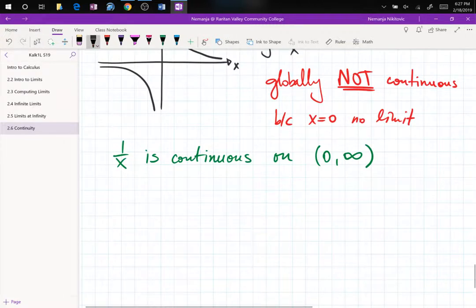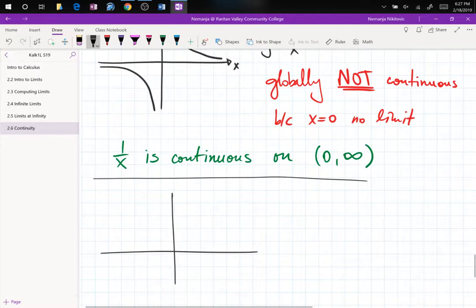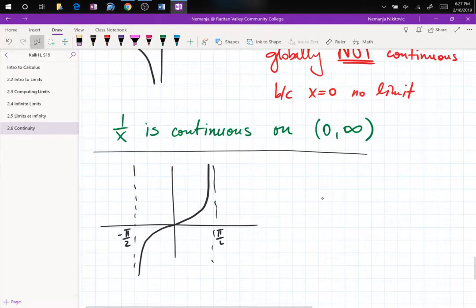You can talk about another one, which would be the tangent graph. Negative pi over 2 asymptotes. Is tangent continuous? No. It has infinitely many asymptotes. Therefore, it's chopped up as it can be. Now, do we have pieces that we can actually use as continuous and model the change in temperature or whatever? Yes, right?